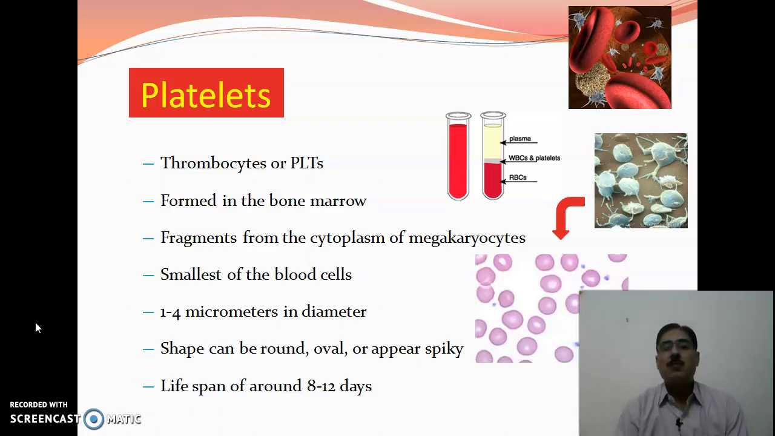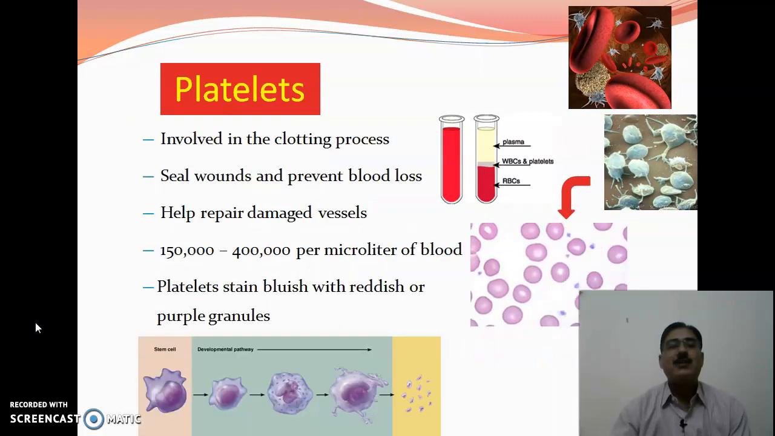Now about the thrombocytes or the blood platelets. They are formed in the bone marrow. They are fragments from the cytoplasm of megakaryocytes, and they are the smallest of the blood cells with a diameter of 1 to 4 micrometers. Their shape can be rounded or oval, and they appear spiky as shown in this slide also. Their lifespan varies from 8 to 12 days.